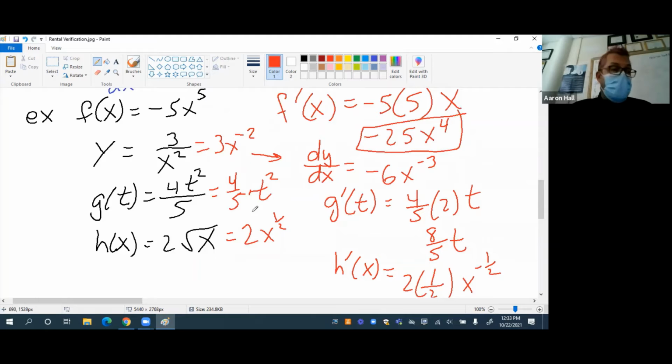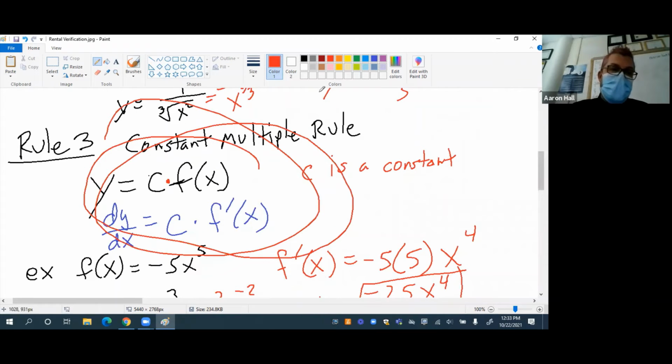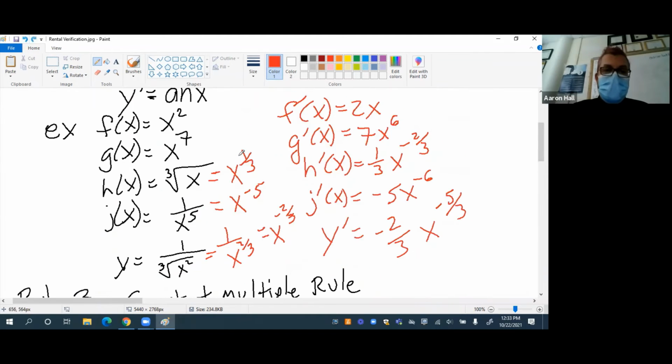Okay, so what rule are we on now? What was the first rule? We're just taking the derivative of the constant. A derivative of a constant is always going to be 0. The second rule is the power rule. How do you feel about the power rule? Don't you feel like this falls in the power rule as well? In fact, don't you feel like our first rule was the power rule as well?